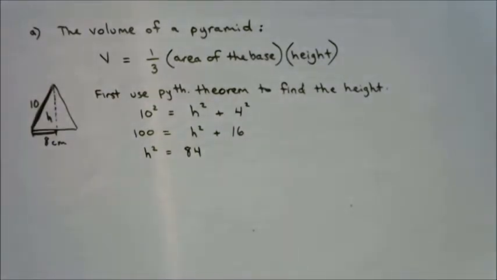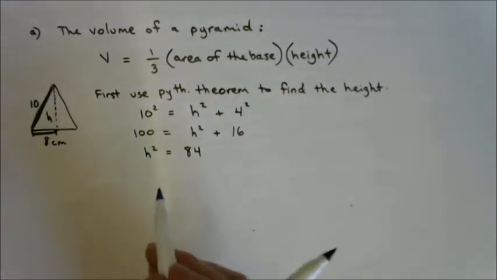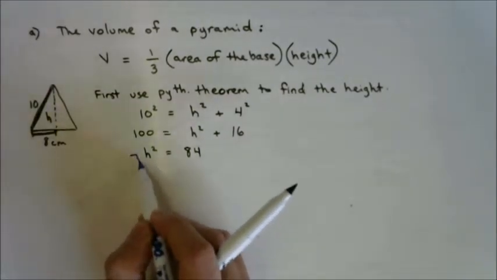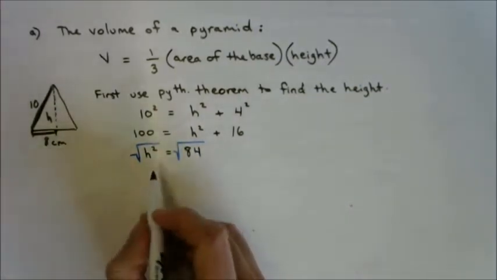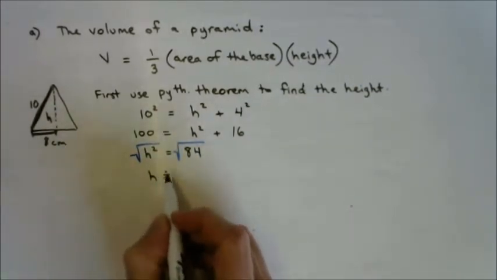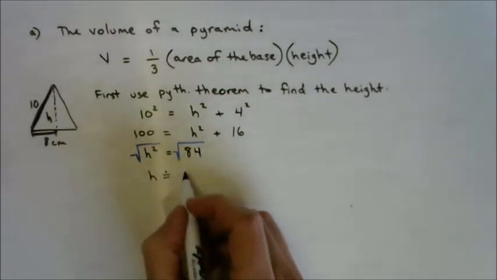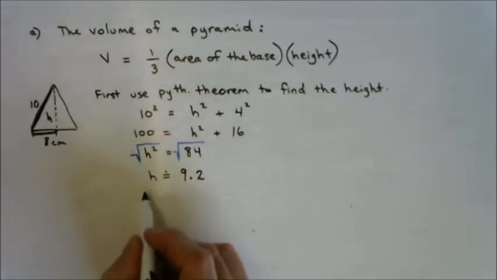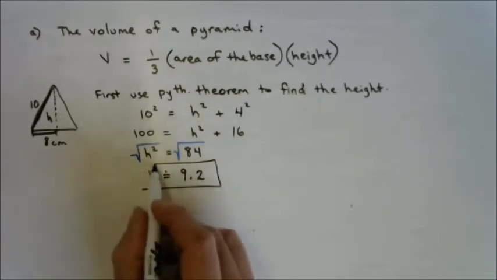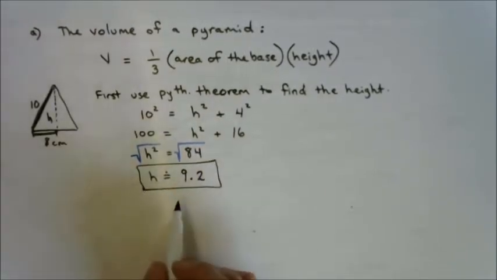84. Next step to get h by itself: take the square root of both sides. Then h is by itself. And the square root of 84 is approximately 9.1. So let's round just to one decimal place there. And I know this isn't the final answer, but just so I can keep track of where my answers are coming from, I'm going to box this h equals 9.2.